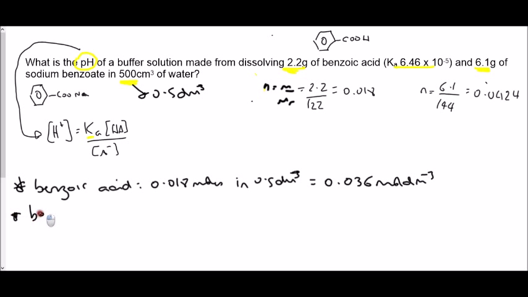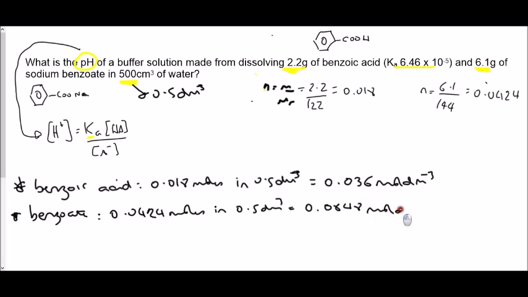Do the same for the benzoate ion. So we've got 0.0424 moles in half a decimeter cubed. So to get that into moles per decimeter cubed, we're going to multiply by 2. Which gives us our two concentrations.